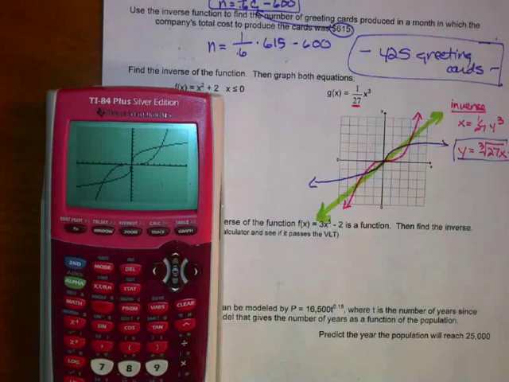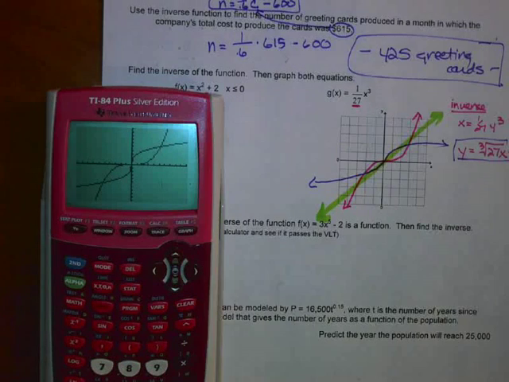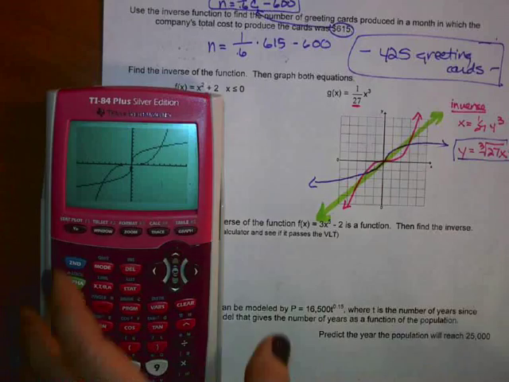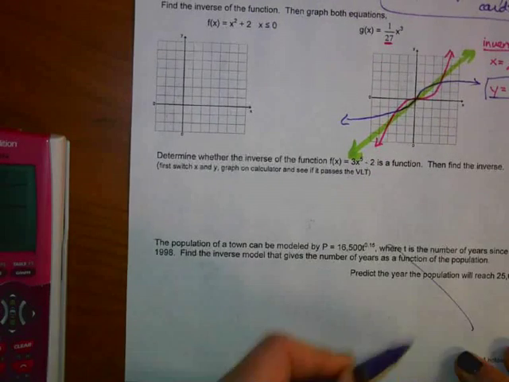Does that pass the vertical line test? Yes, it is a function. So there are no restrictions. So that's what it looks like. You can graph the whole thing. No restrictions. All right? We're not doing this last one.